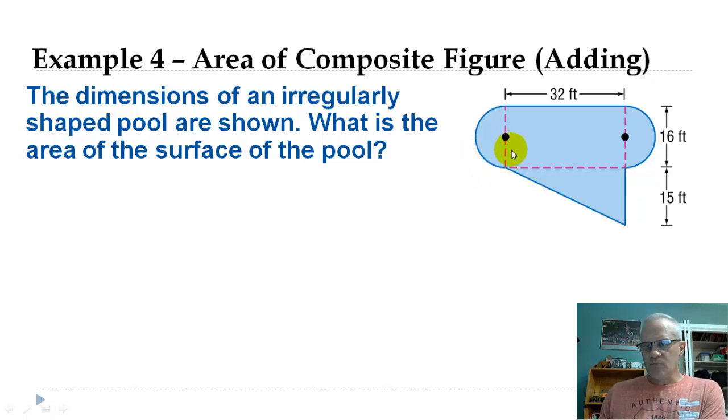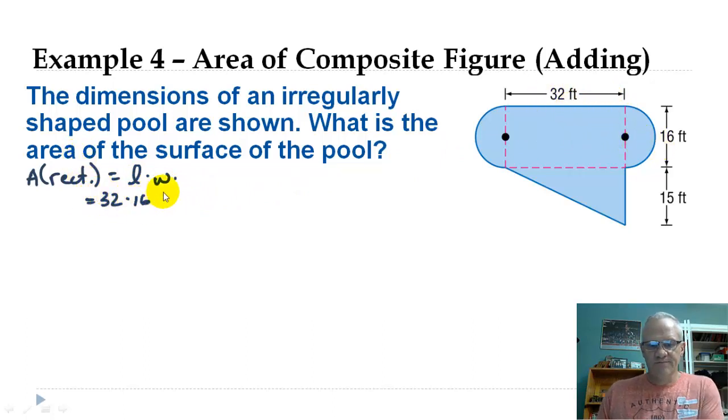So what I'm going to do here is, if you notice the way they've got this split up with dotted lines, this makes a rectangle in the middle. What's the area of a rectangle? Length times width. That's going to be 32 times 16.